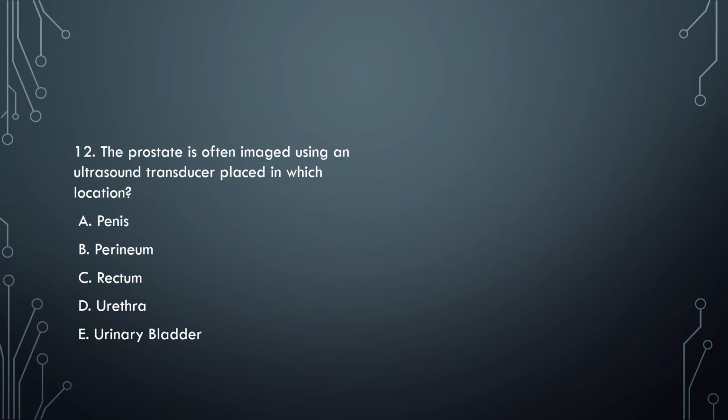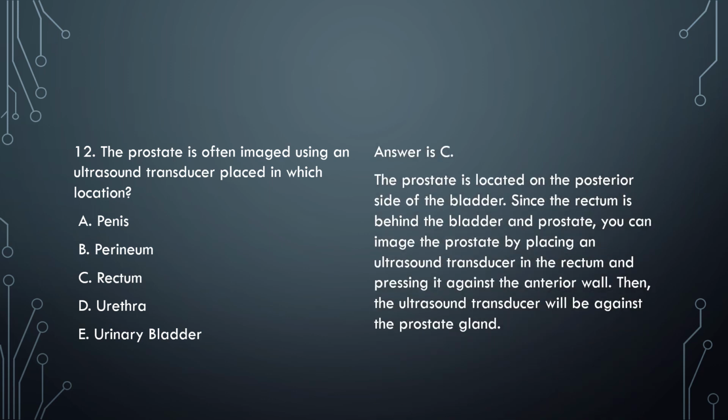Question 12. Prostate is often imaged using an ultrasound transducer placed in which location? Penis, perineum, rectum, urethra, or urinary bladder? The correct answer is rectum. The prostate is located on the posterior side of the bladder. Since the rectum is behind the bladder and prostate, you can image the prostate by placing an ultrasound transducer in the rectum and pressing it against the anterior wall. Then the ultrasound transducer will be against the prostate gland.